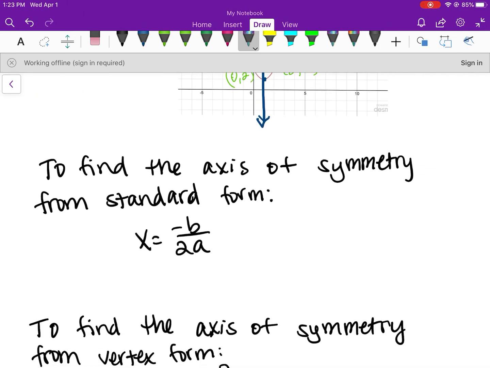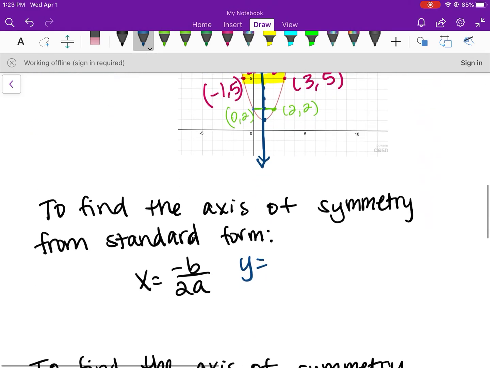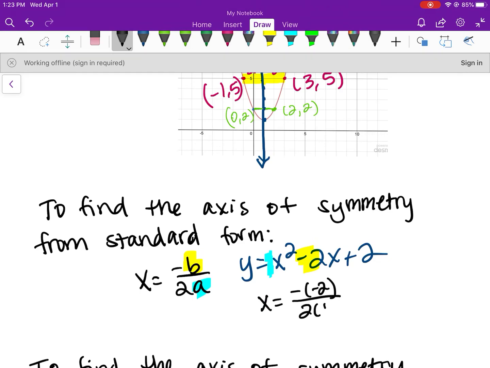Now, to find the axis of symmetry from standard form, all you need to do is plug into this formula: x equals -b over 2a. Using our example from above, b is -2 and a is 1. So I'm going to plug that in. x equals -(-2) over 2 times 1, which is 2 over 2, which is 1. So the axis of symmetry is 1.